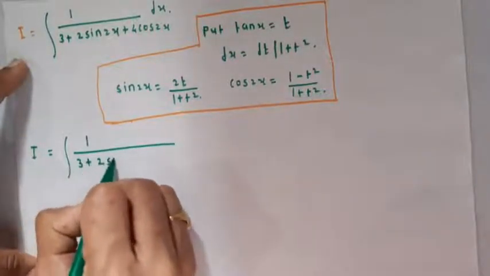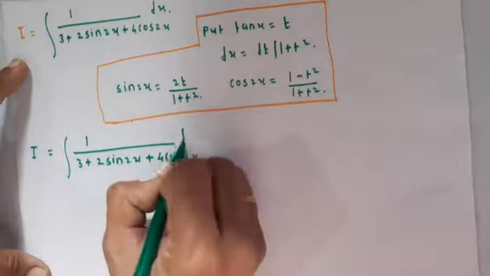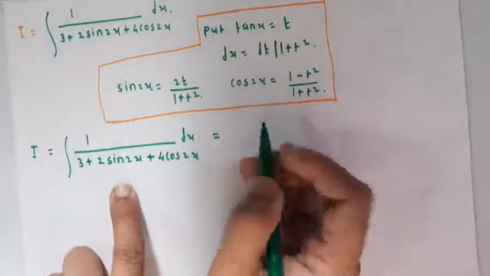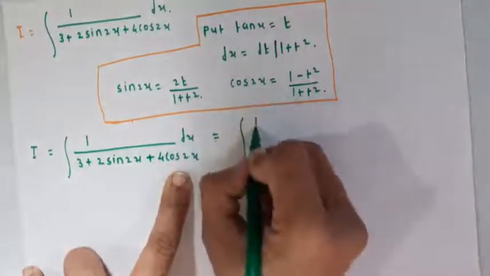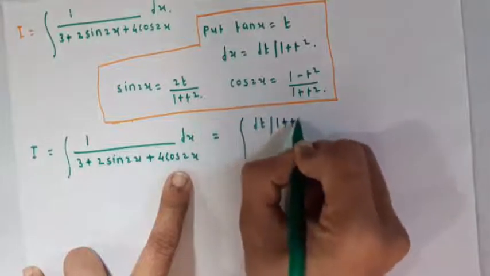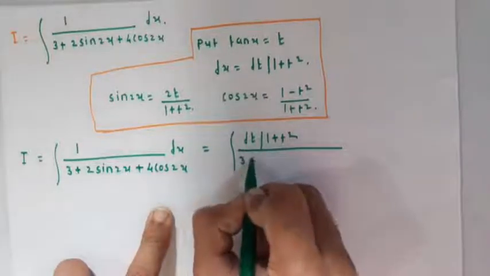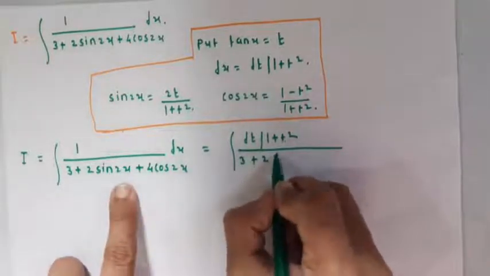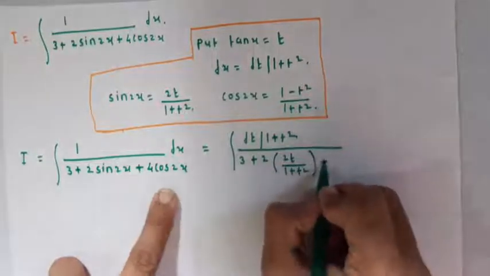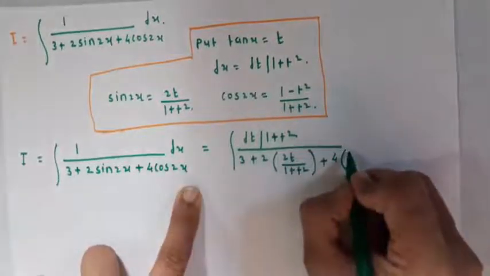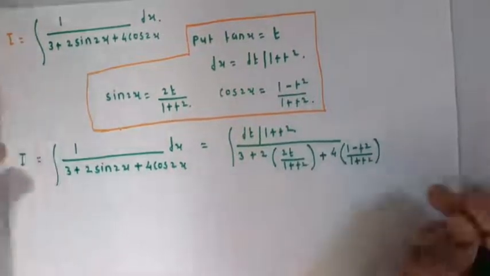the integration of 1 upon 3 plus 2 sin 2x plus 4 cos 2x with respect to x, and the value of dx is equal to dt upon 1 plus t square. Okay students, and now this becomes 1 upon 3 plus 2 into the value of sin 2x, which is 2t upon 1 plus t square, plus 4 into the value of cos 2x, which is 1 minus t square upon 1 plus t square, with respect to t.